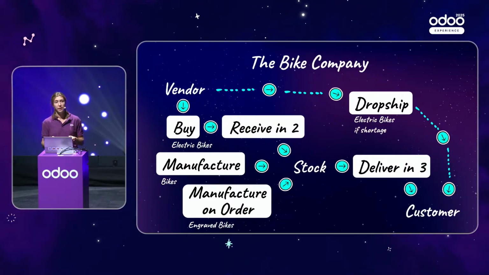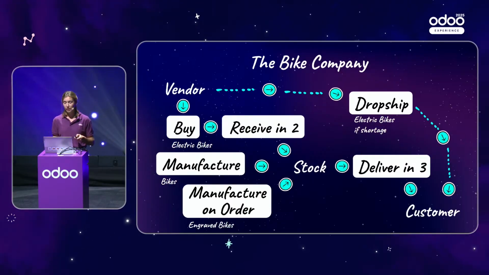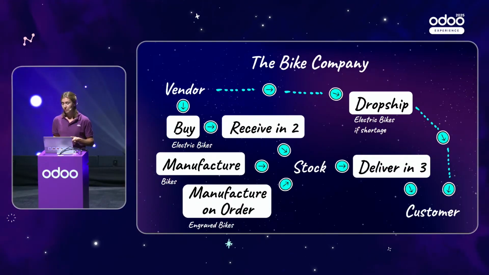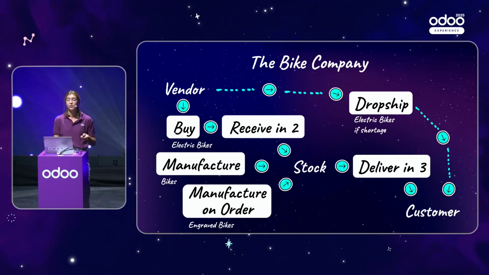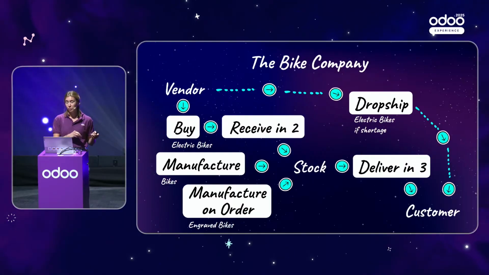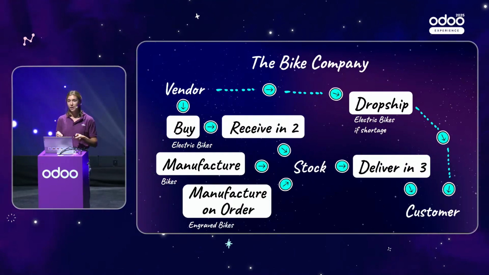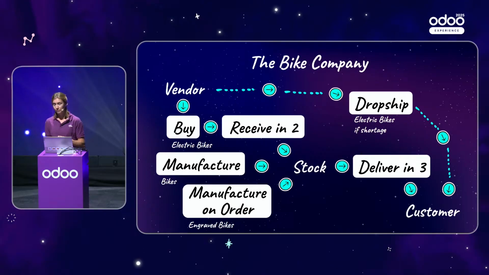All right. Then, when a customer purchases a bike, this bike is delivered in 3 steps. First, the operators pick the goods from the stock. Then they pack them into boxes or pallets. And finally, they ship it to the customer.